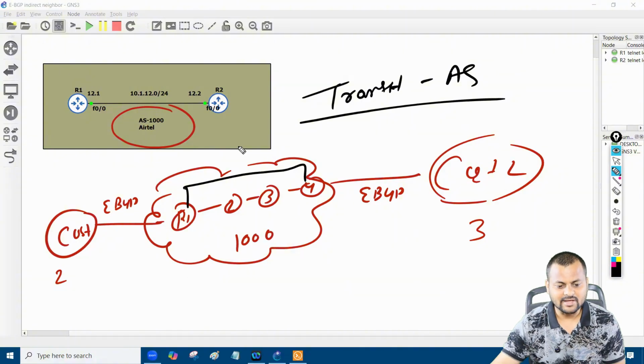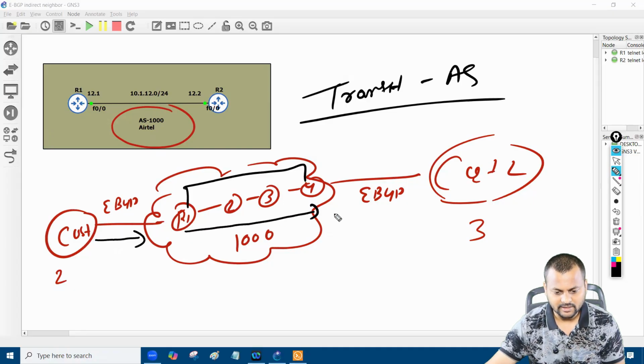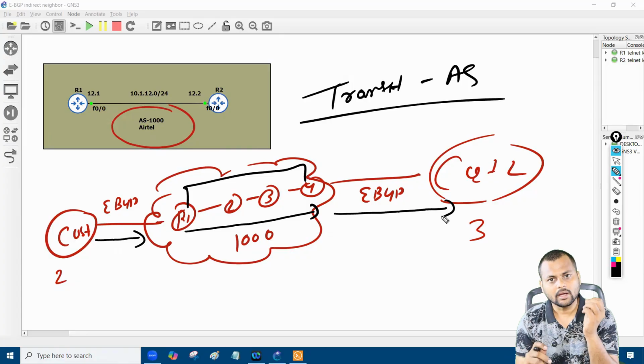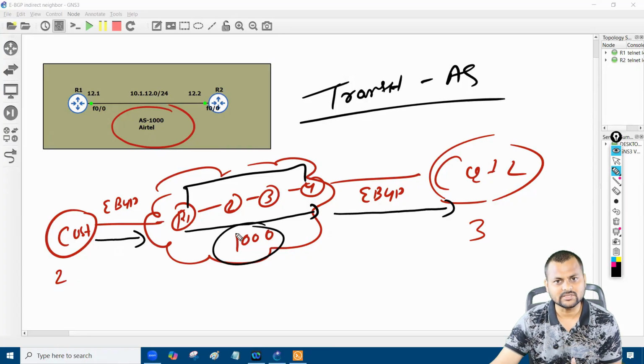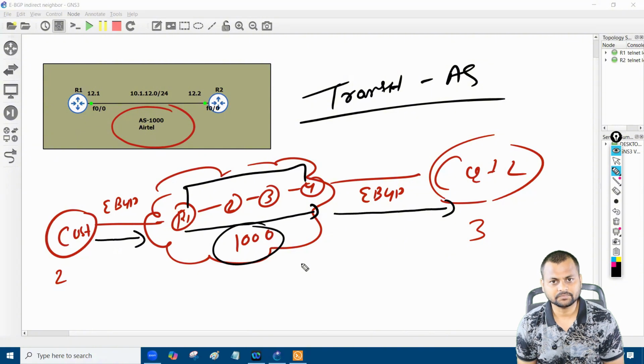So that's called a transit AS, because the packet will come from customer number one, it will be sent to router number one, then to router number four, and then router four is going to send the packet to customer two. So this AS, AS number 1000, is called the transit AS, and it is a recommendation to run IBGP in a transit AS.